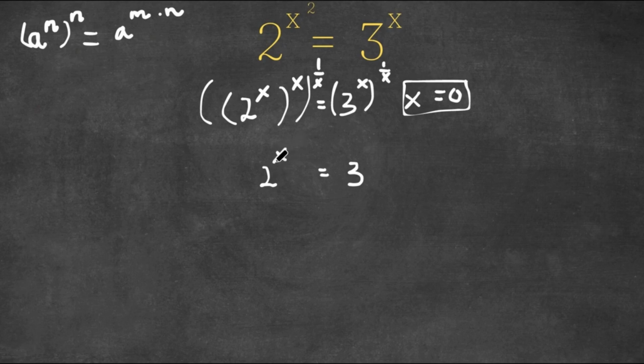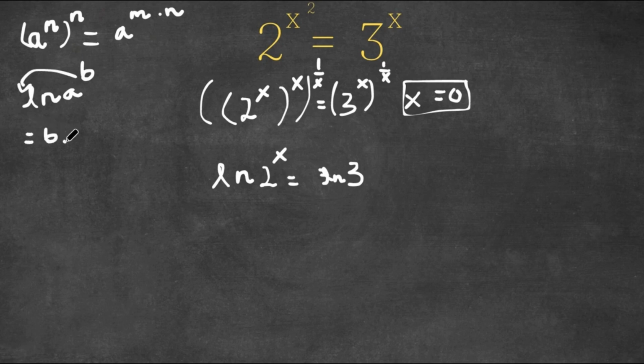So now we have 2 to the power of x is equal to 3. Now I'm going to take the natural log on both sides, so ln on both sides. An important property of logarithms is that, let's say we have ln of a to the power of b, we can move the exponent, which in this case is b, to the front of the logarithm. So this would equal b times ln a.